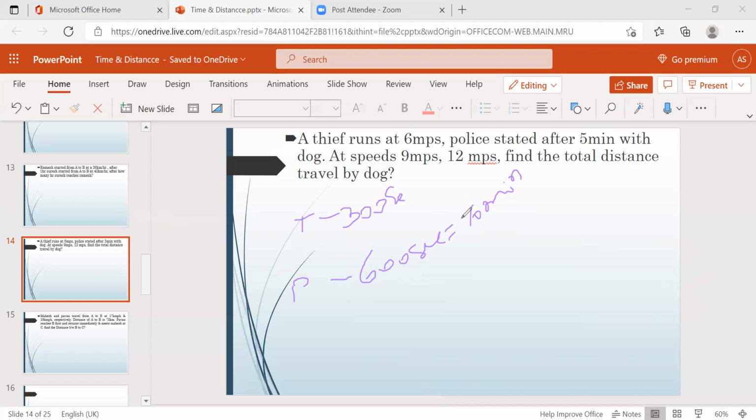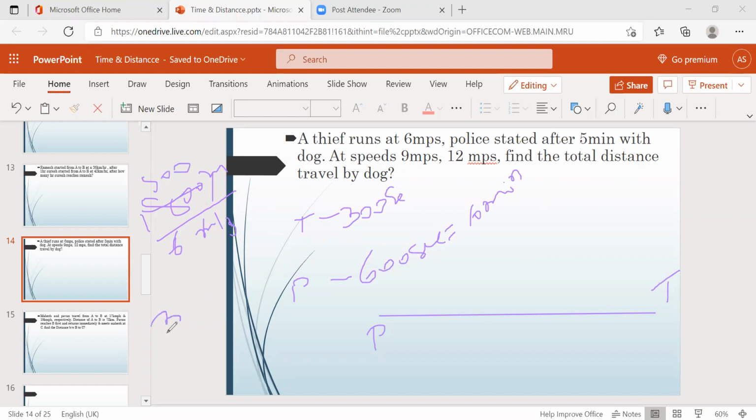So what they're asking, this is the point. Okay, police and thief. So dog speed is more, right? So thief traveled 1800 meters. And what's the dog speed? Difference of the speed, 6 meter per second. Meter gets cancelled. 1800 by 6 is nothing but 300.